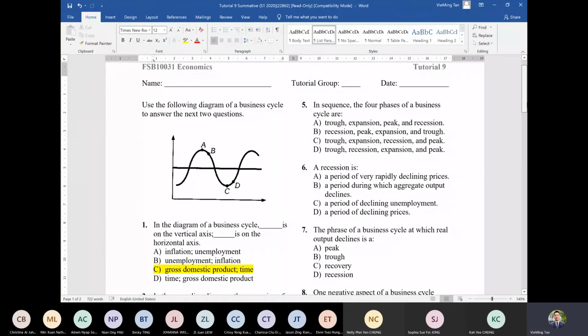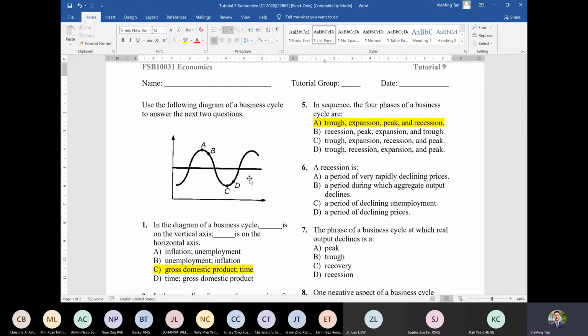All right, then question number 5. In sequence, the 4 phases of a business cycle are A, trough, expansion, peak, and recession. Correct. So you can refer to the business cycle diagram to answer question number 5.